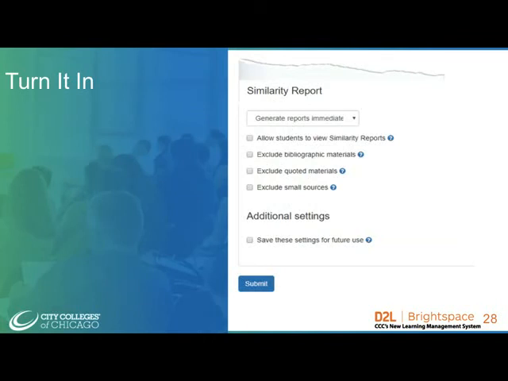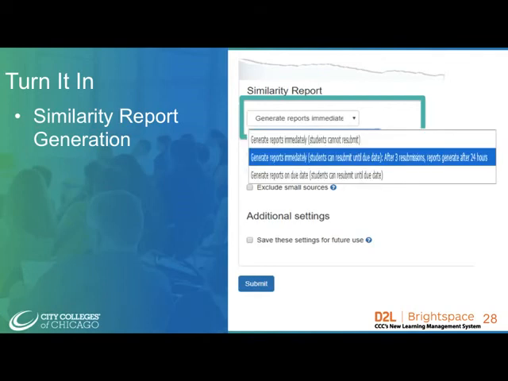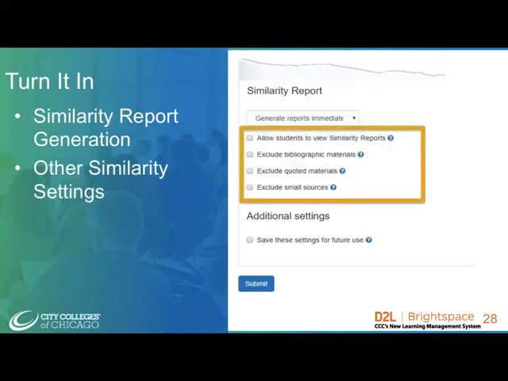Scrolling down, we now see Similarity Report Generation. This is where we can decide when and how a similarity or originality report is generated. Click the drop-down menu to see the different options. There are also other settings that you can change in terms of the similarity reports. Check the boxes that you want to use for your assignment.